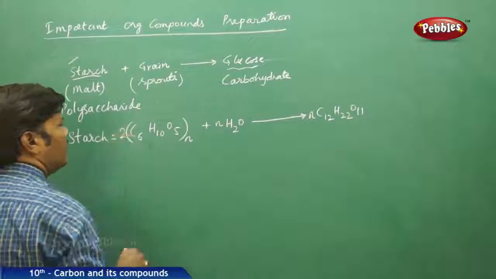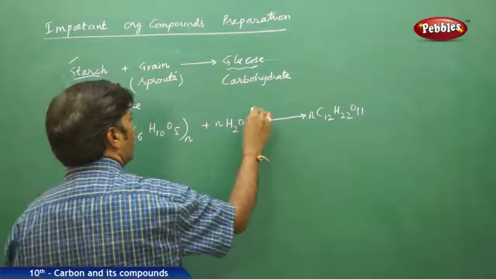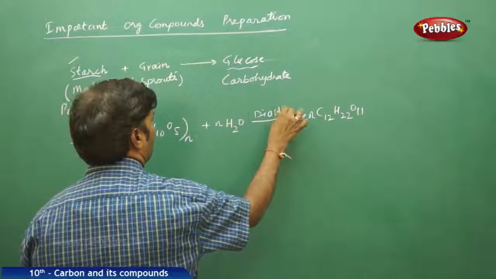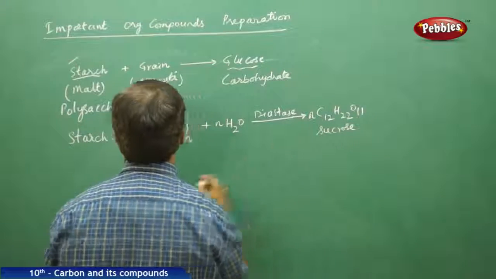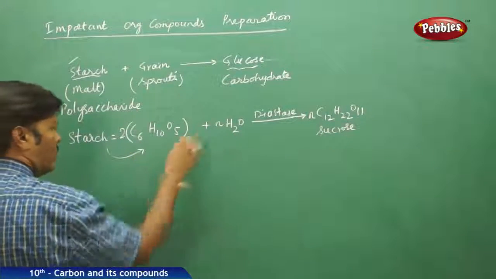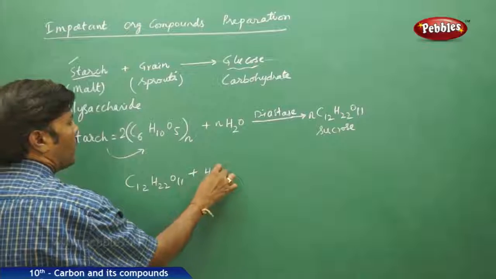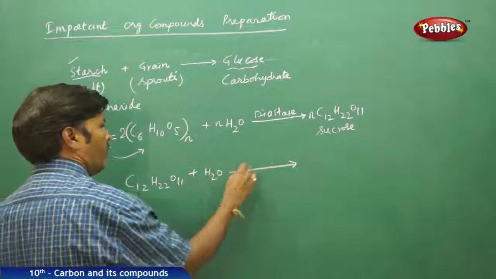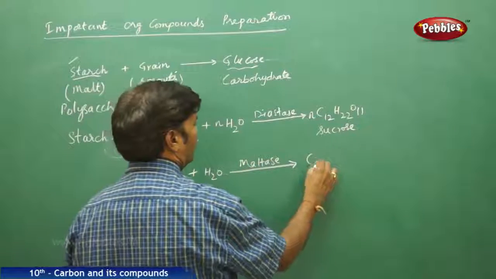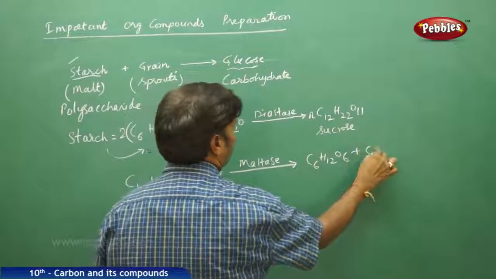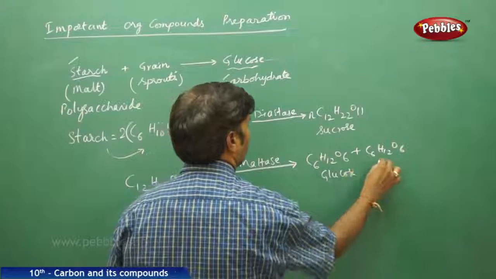Here I can take 2 molecules of polysaccharides. This is the diastase enzyme. This is sucrose. This is starch. So take that sucrose, C12H22O11, and again you subject it to hydrolysis in the presence of maltase. You get C6H12O6 plus C6H12O6. This is glucose plus fructose.